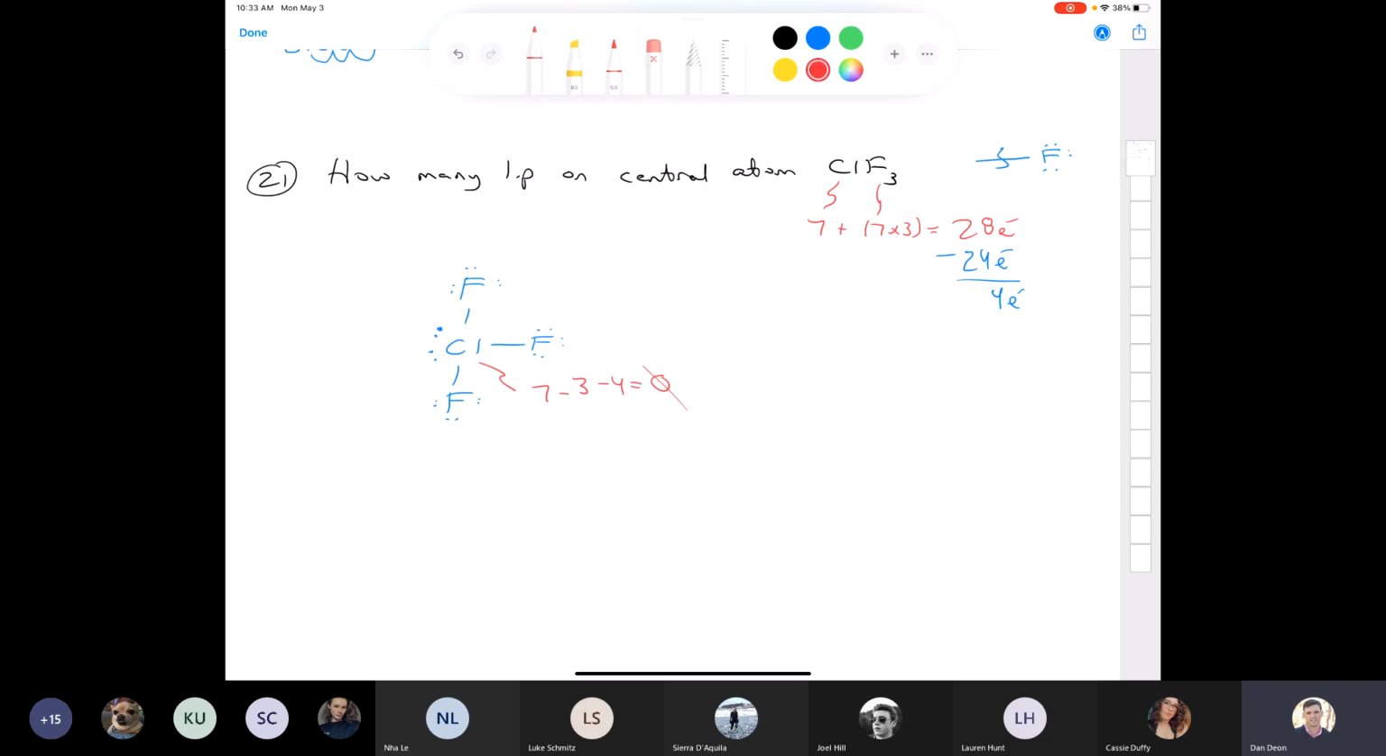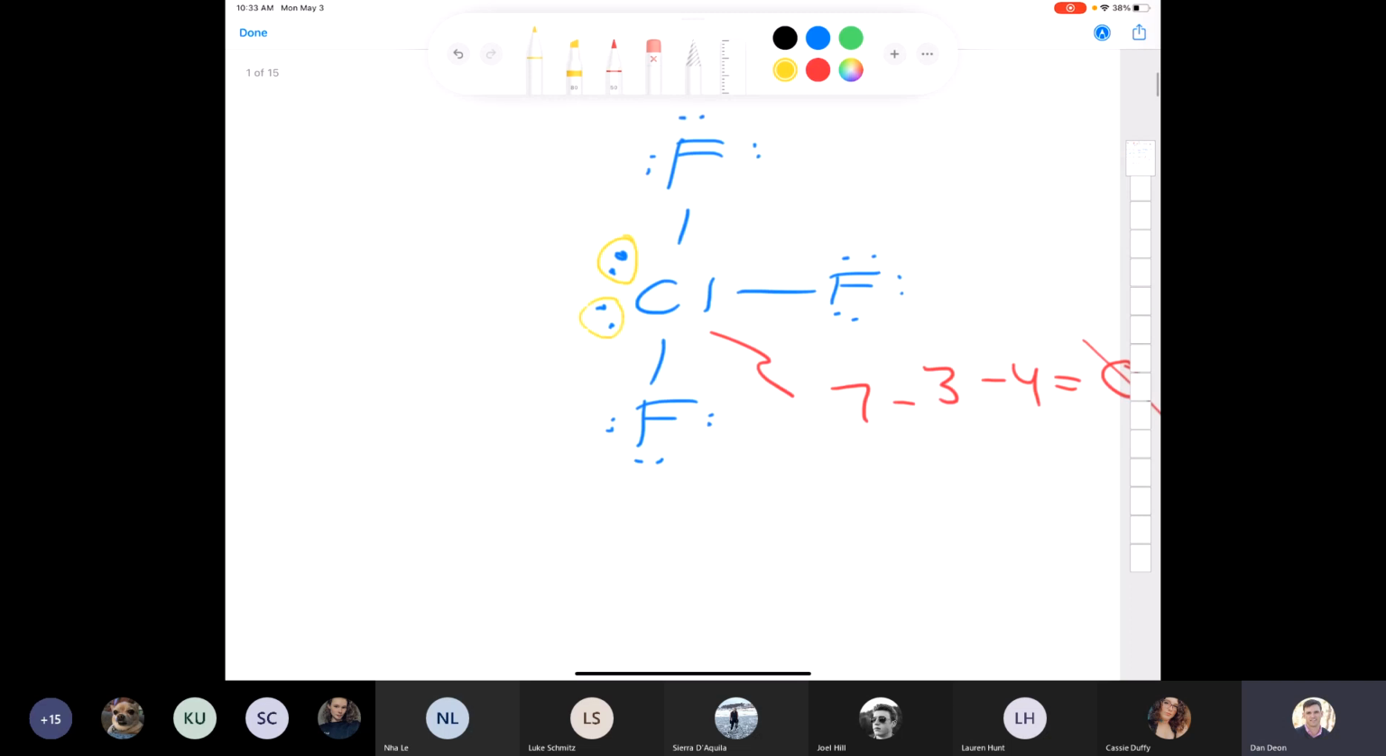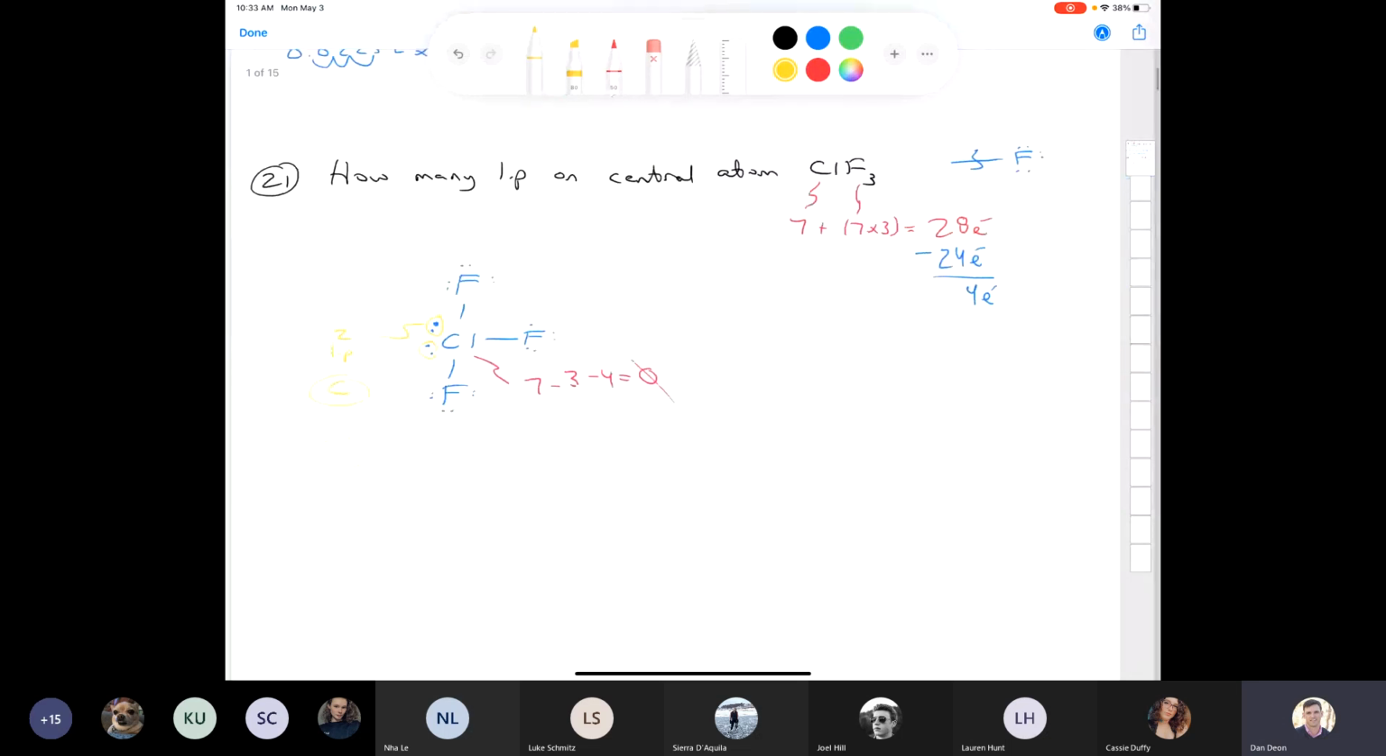So how many lone pairs do we have? This is a lone pair, and this is a lone pair. Therefore, we have 2 lone pairs, which is C. 2 lone pairs on the chlorine in ClF3.